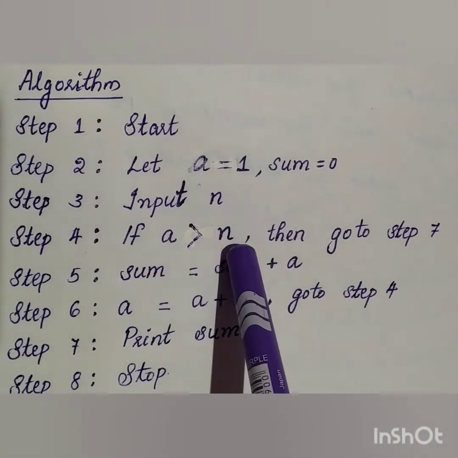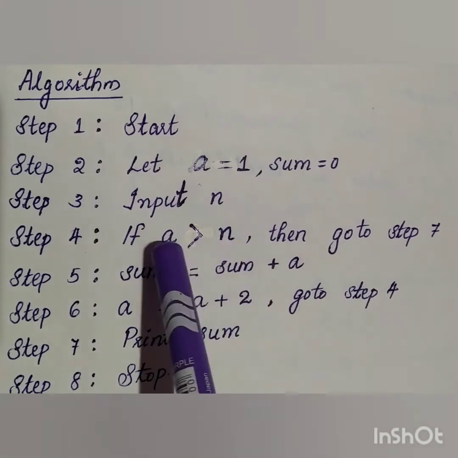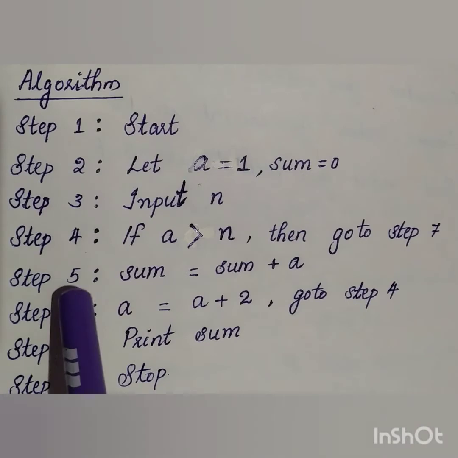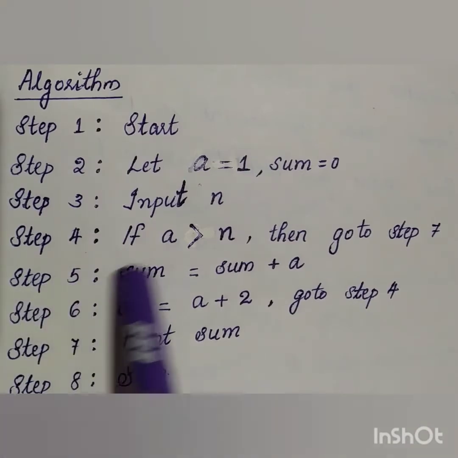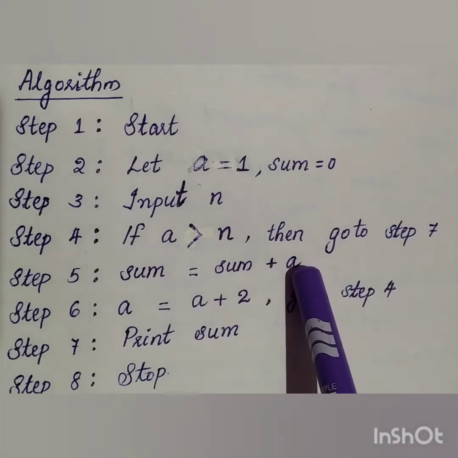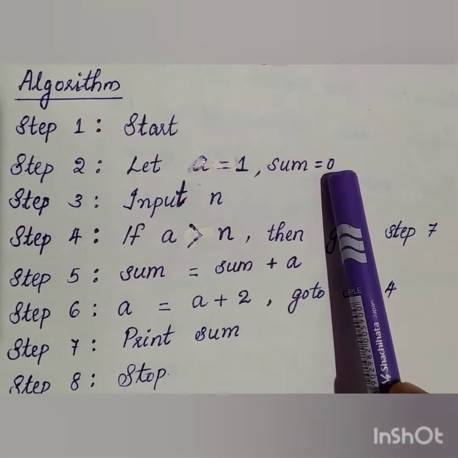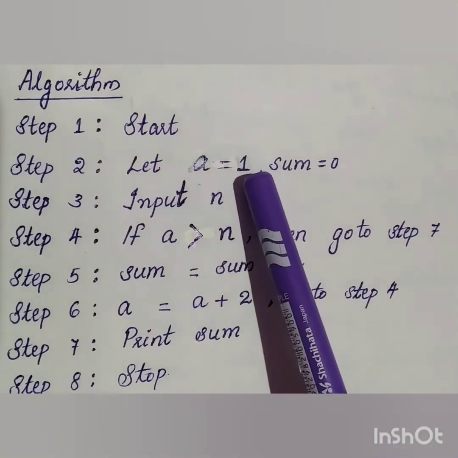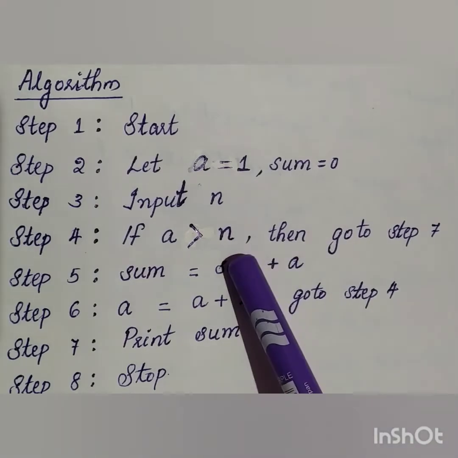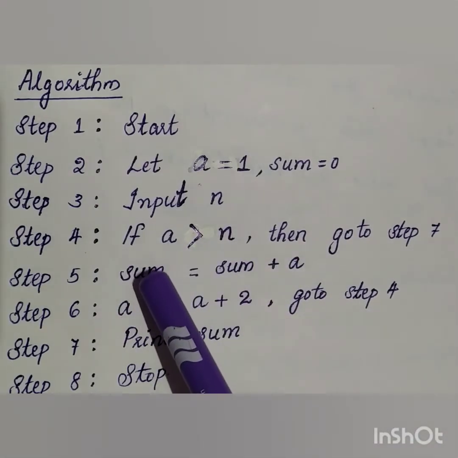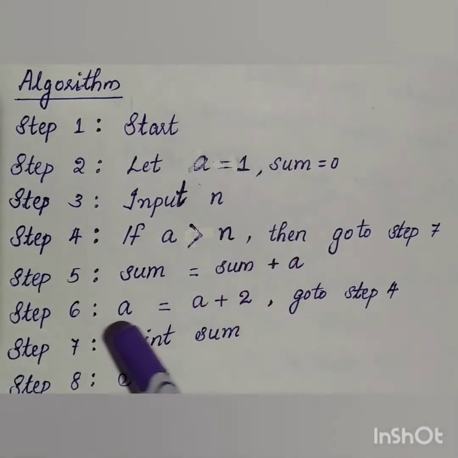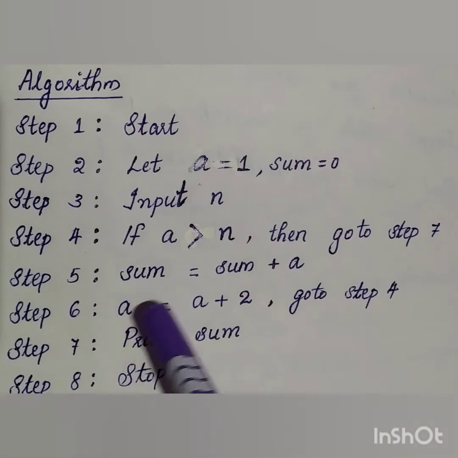But if this condition is false, that means if a is less than or equal to n, then the control comes to step 5. This should be performed, that is sum equal to sum plus a. What is the first value of sum? 0. First value of a is 1. So 0 plus 1, they are added together and the result sum gets the value 1. Then step 6 is performed, a equal to a plus 2.